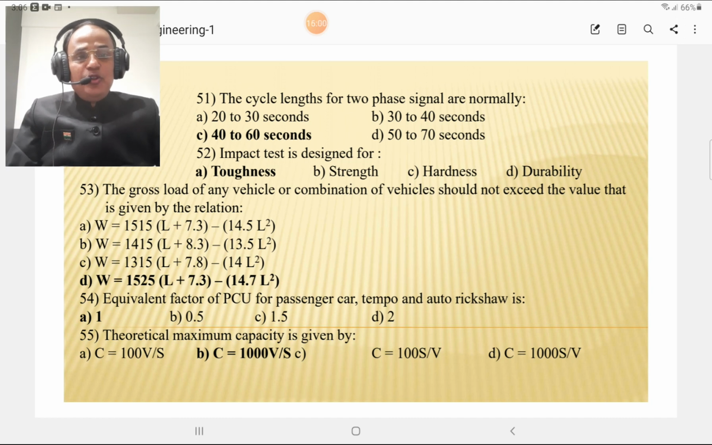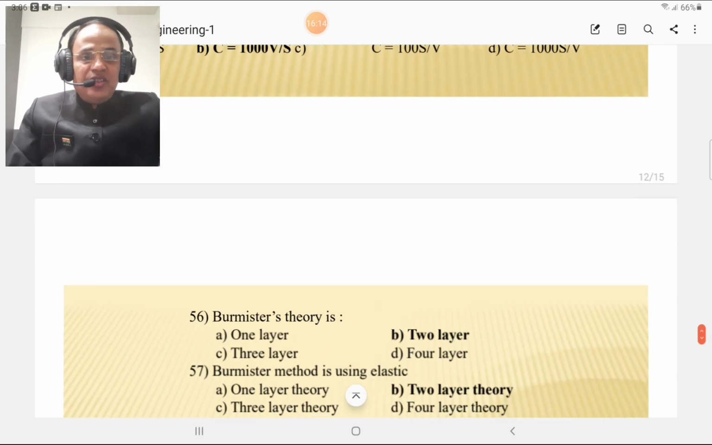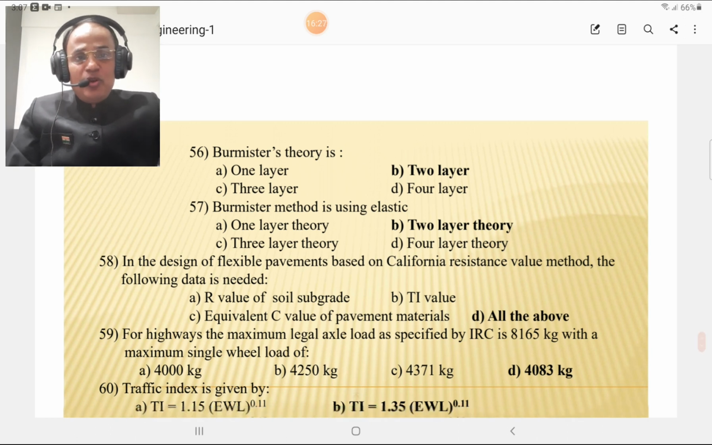Equivalent factor of PCU for passenger car, tempo and auto rickshaw is, the name itself indicates car, and PCU of car is 1. So 1 is the most appropriate answer. Theoretical maximum capacity is given by C is equal to 1000 V divided by S. You must remember this formula for the capacity. Then Burmister theory is two-layer theory. Burmister method is using elastic two-layer theory. I have not discussed it in my lectures, but you must remember these formulas also.